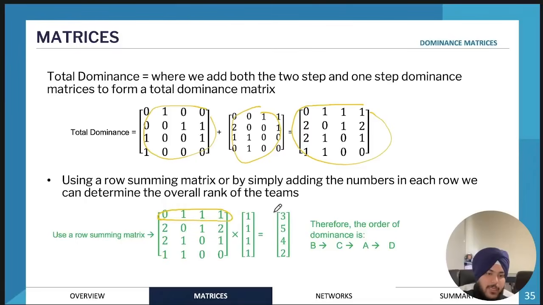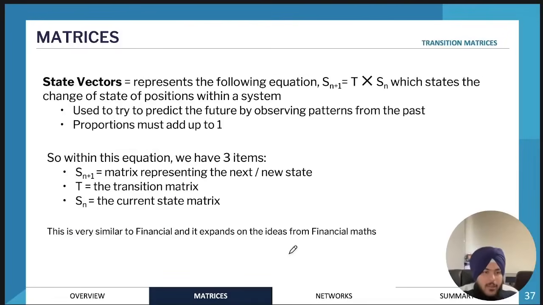So here we have a 3, here we have a 5, a 4, and then a 2. So once we've added all the numbers in the rows, what we then need to do is find out the order. So B, which was this row here, is a 5. So therefore B has total dominance, or has beaten the most number of teams. And then a 4, and then a 3, and then a 2. So that's how you would find the overall winner in a competition like this.